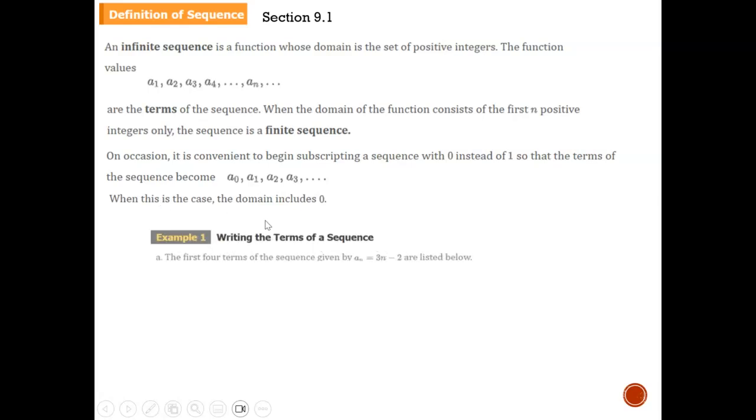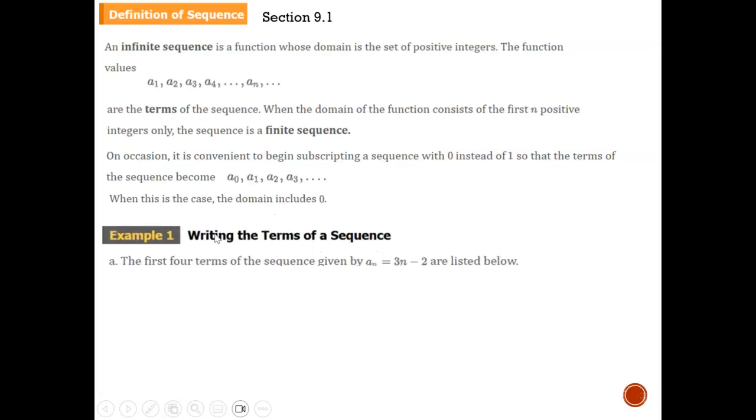Let's do an example: writing the terms of a sequence. The first four terms of the sequence given by an = 3n - 2 are listed below. Here's my solution. For the first term, I'm going to go to my sequence and plug in 1 for every n. So if I plug in 1 for the n, it's 3 times 1 minus 2. The answer will be 1.